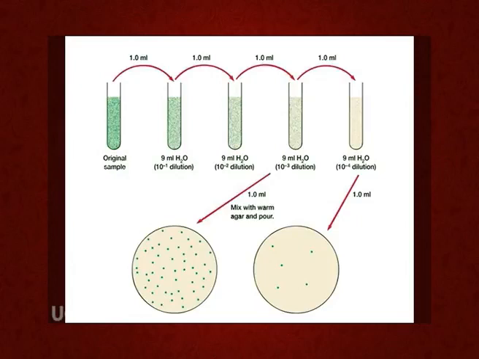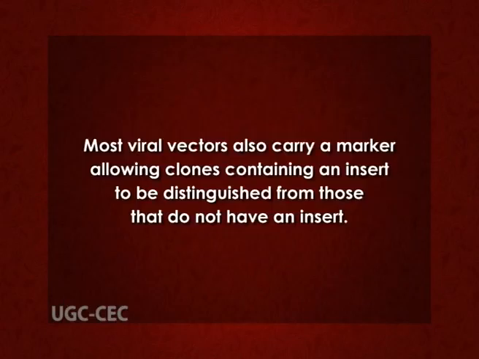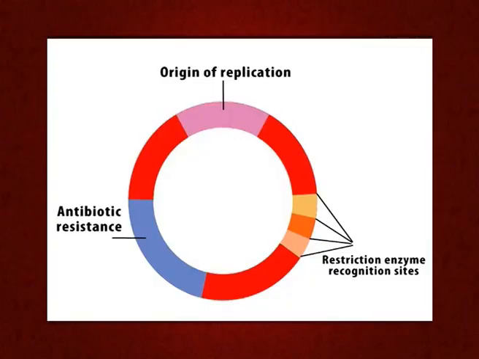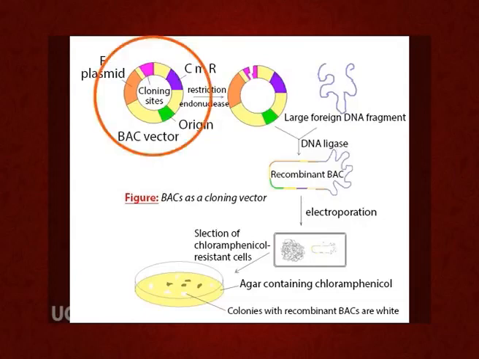The numbers of viral plaques are counted and can be used to calculate the total number of infectious viral particles in the library. Most viral vectors also carry a marker that allows clones containing an insert to be distinguished from those that do not have an insert. This allows the researchers to also determine the percentage of infectious viral particles actually carrying a fragment of the library. A similar method can be used to titre genomic libraries made with non-viral vectors such as plasmid and BACs. BACs are bacterial artificial chromosomes.